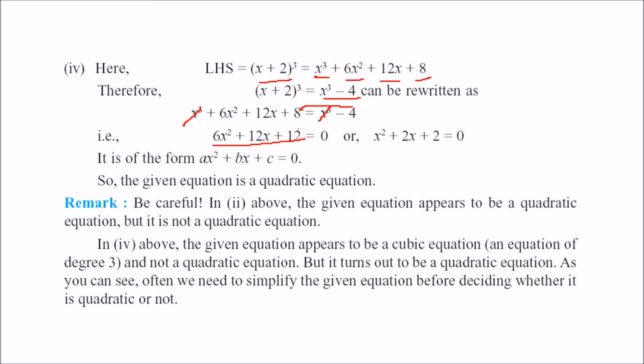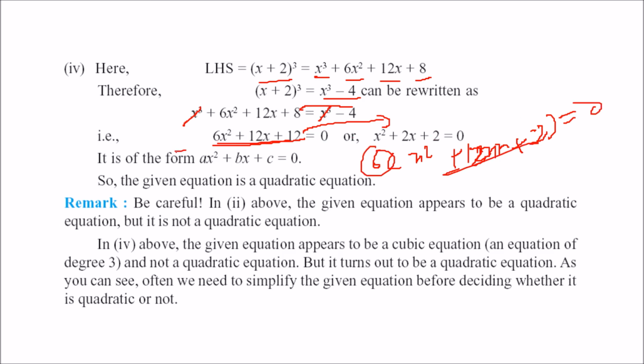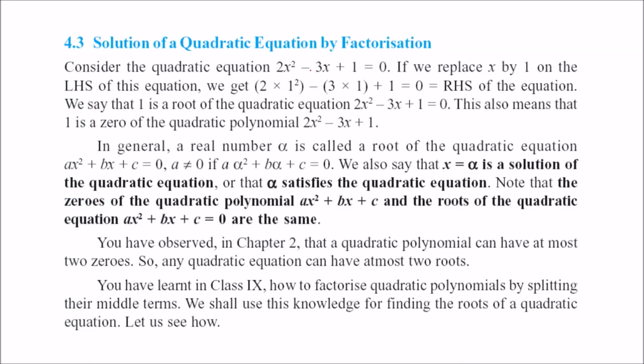One thing I would like to highlight here is how this equation is represented. Why? Because we know that we have 6 in common. Just take 6 common: 6 into (x square plus 2x plus 2) equal to 0. Now 6 cannot be 0, so this has to be 0. So that is why we always represent this equation in the minimum terms. So x square plus 2x plus 2, this is of the form ax square plus bx plus c, hence it is a quadratic equation. Now let us solve quadratic equation by factorization.